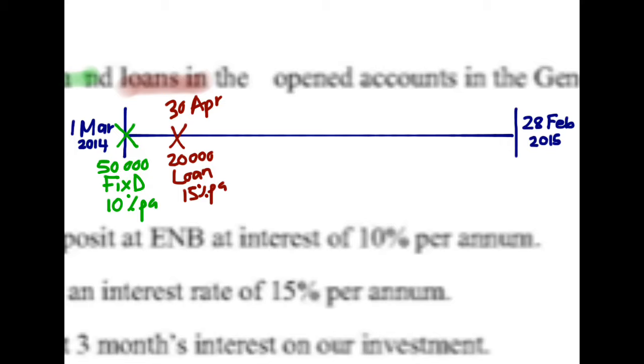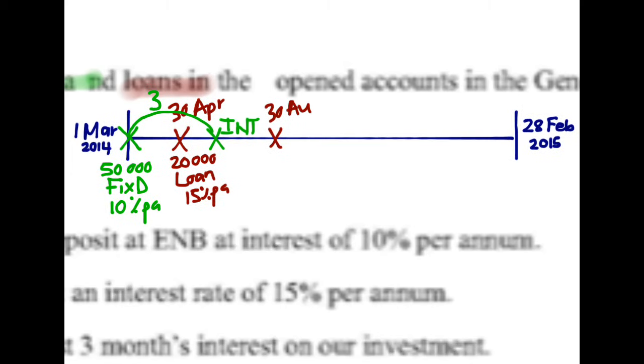June 1st. Receives a check from ENB for the first 3 months interest on our investment. Good. So now we're starting to earn money. So interest was paid, and that interest was paid for 3 months. Next, August 30th. We issue a check to ABSA for 4 months interest on the loan. So there, on the 30th of August, four months have passed and we need to pay interest.